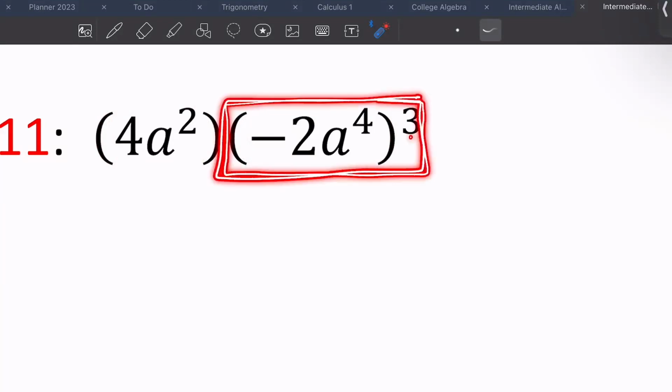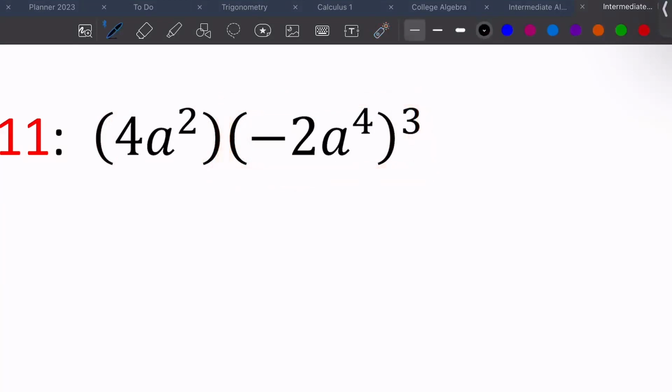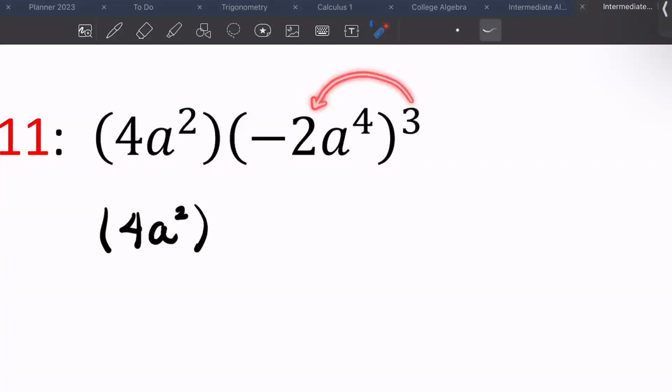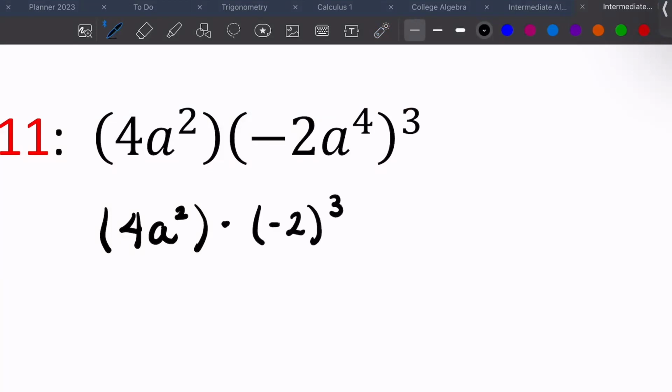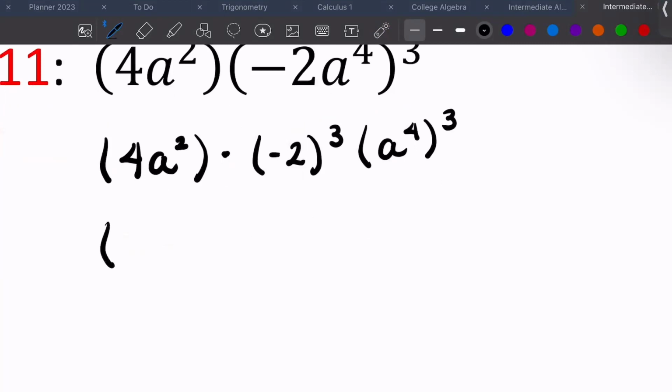We need to deal with this 3. So you have 4a squared, and you have something raised to a power, raised to a power. So we need to take this 3 to everything inside. So we need to have -2 cubed times a to the 4th cubed. Okay, I'm just bringing this 4a squared along for the ride for a little bit.